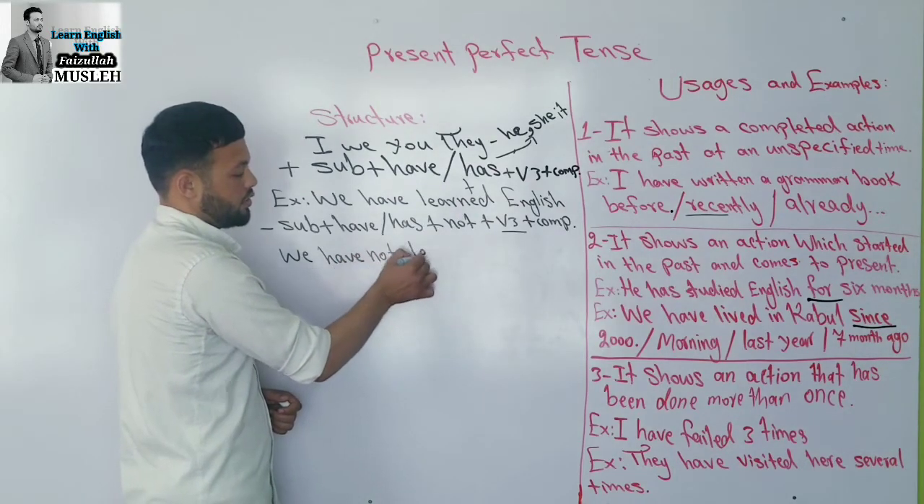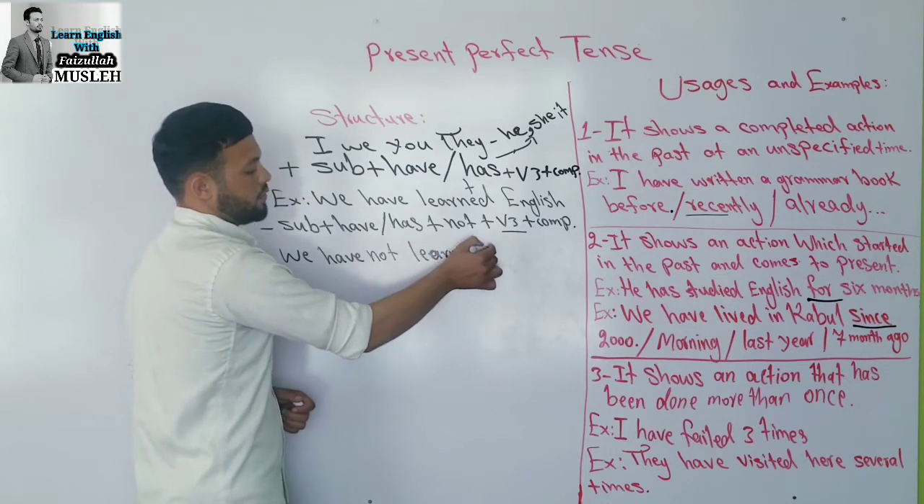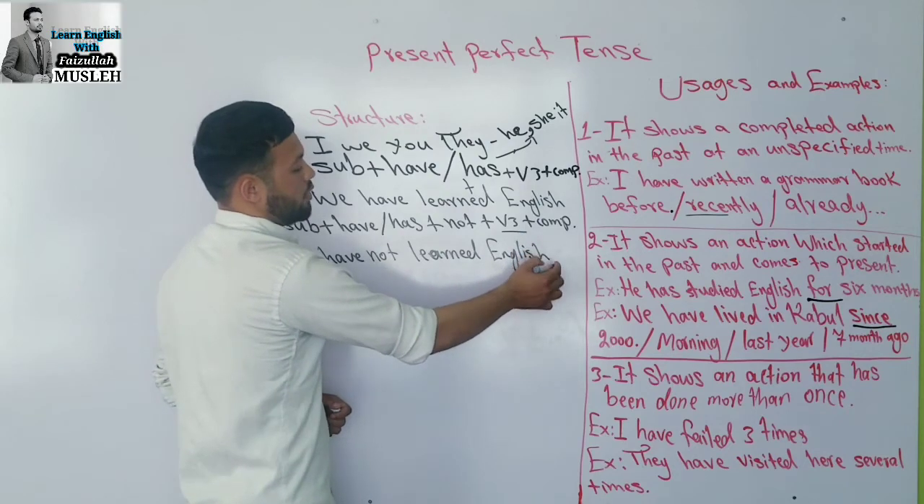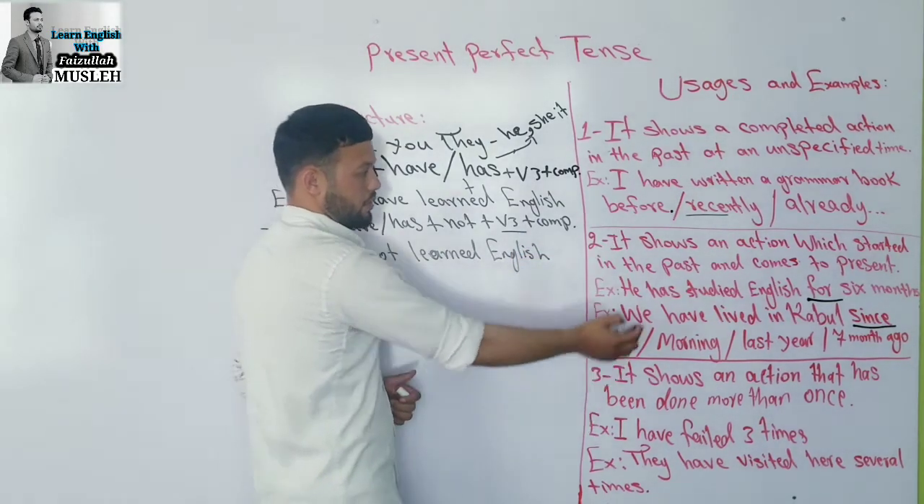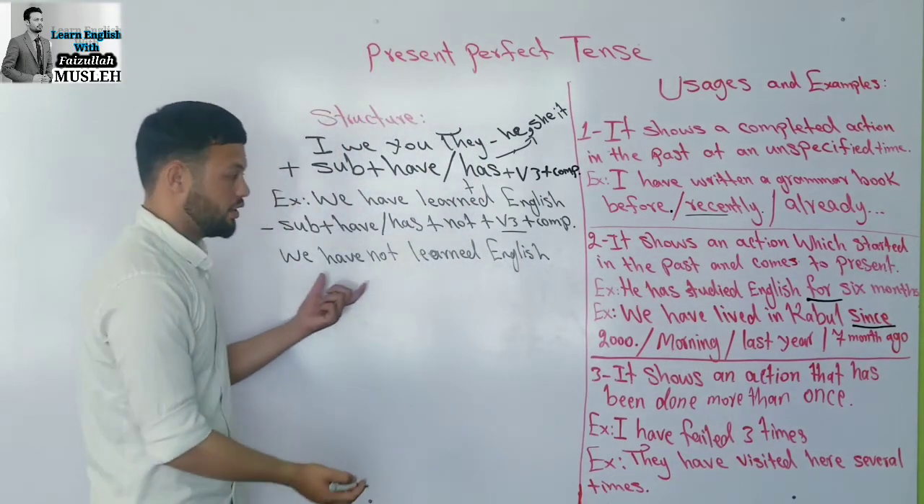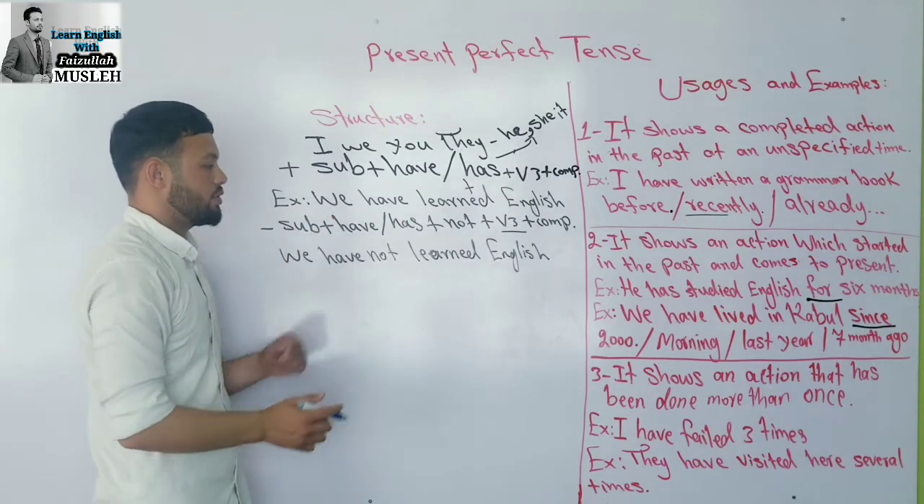We have not learned English. Have not learned English. For example, when I said recently, we have not learned English recently. This is the negative form of this positive sentence.